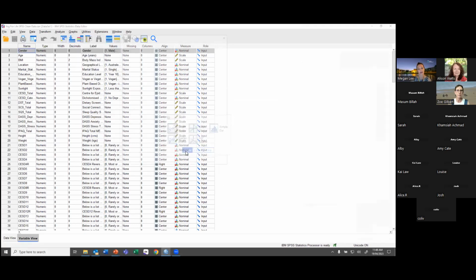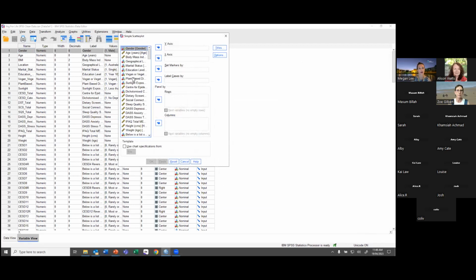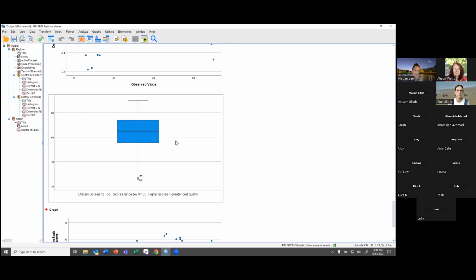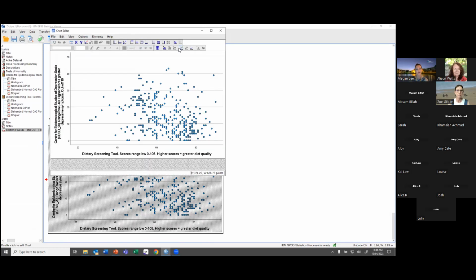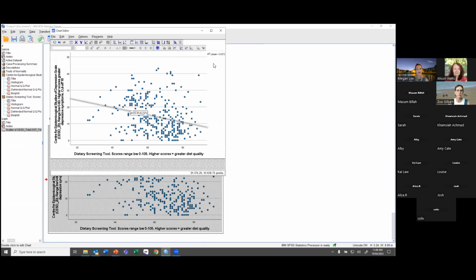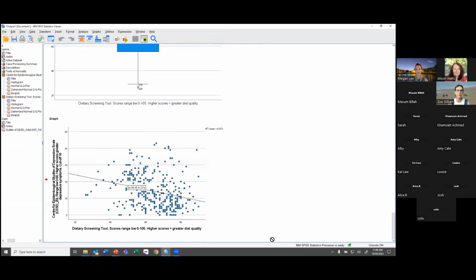Simple scatter, we put depression on the y-axis because it's the y variable. And diet on the x-axis. Click OK. And this is our scatter plot of diet quality and depressive symptoms. To find out if you can put a straight line through it, double click. Add line of best fit. Close everything down and there you have it.